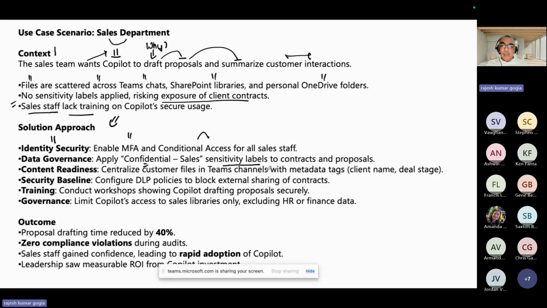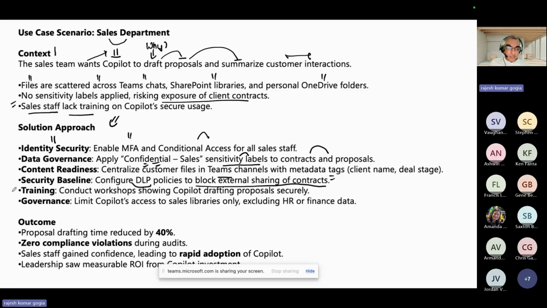They start labeling the contracts, they start labeling the proposals, and for content readiness, they're centralizing the files into Teams. They're putting up the tags. And for the security baseline, they brought in DLP. With the DLP, they are about to block external sharing of the contracts. Why? Because those contracts have been labeled as confidential and it is sensitive information. That means no such sensitive information is going to be shared externally.